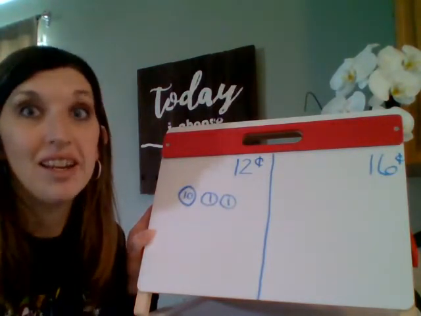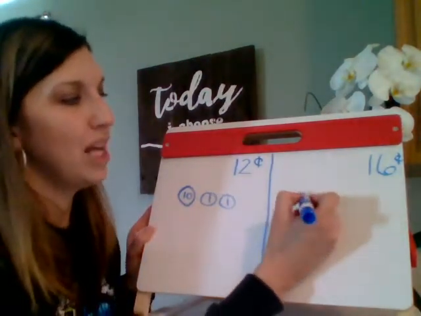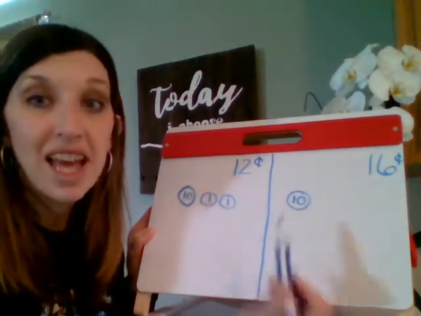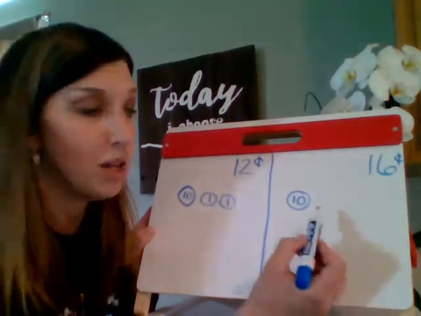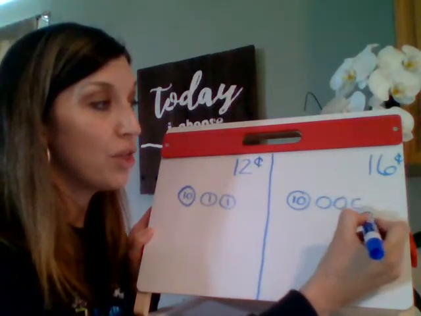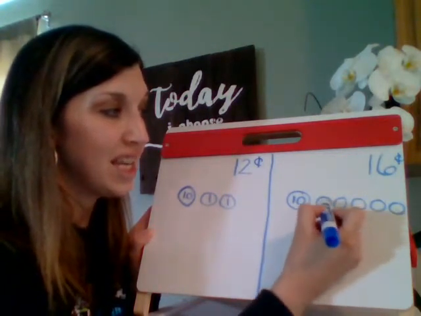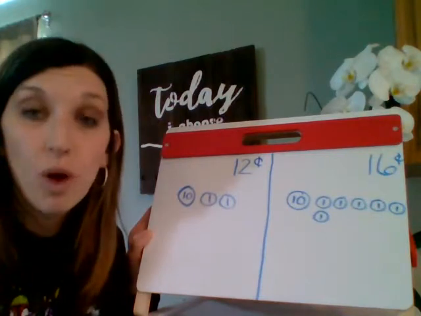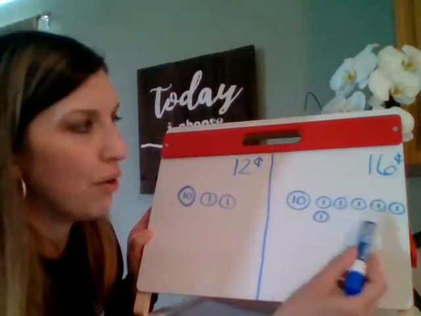Great job, kindergarten. Now I'm going to make a dime and some pennies, and we're going to see if you're right. Here we go. A dime is a circle with a 10 inside it so that we can see that it's worth 10. Then we're going to count on and see how many pennies we need to go with our dime. Here we go. 10, 11, 12, 13, 14, 15, 16. I'm going to draw ones inside my circles to show that they are worth 1 cent because a penny is worth 1 cent.